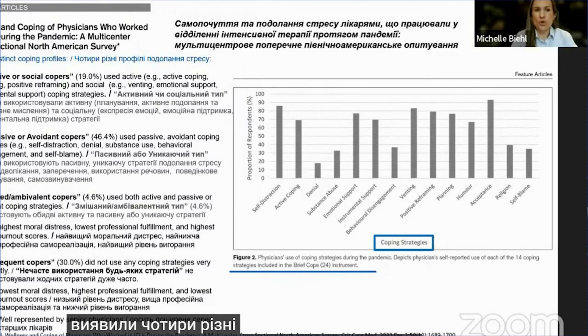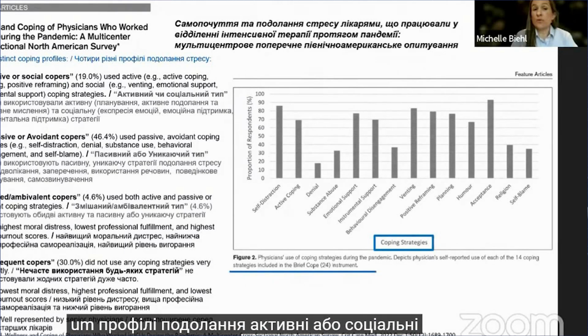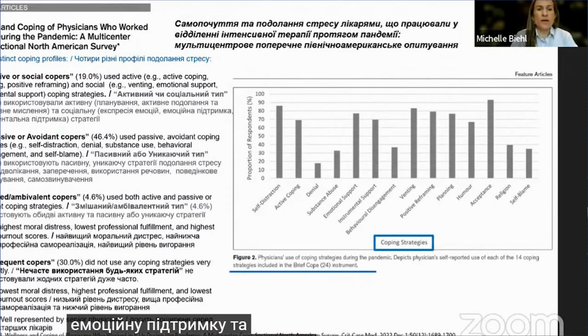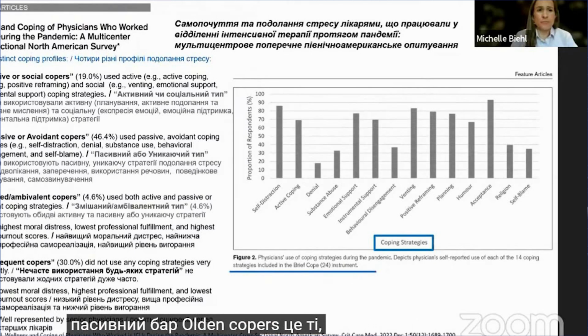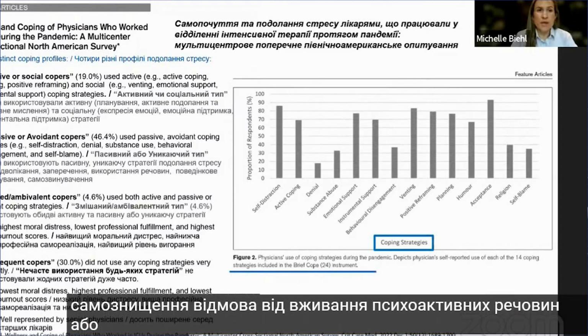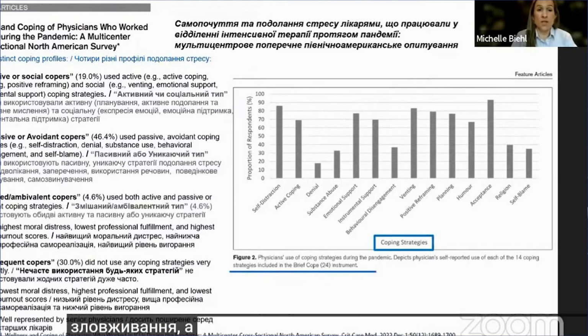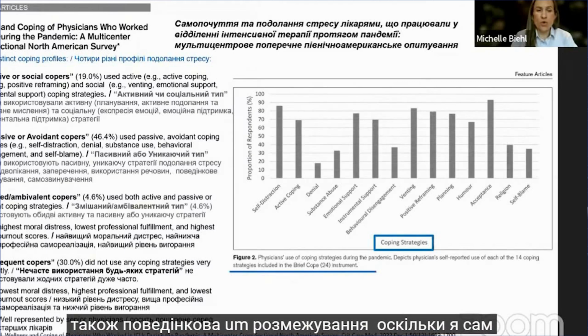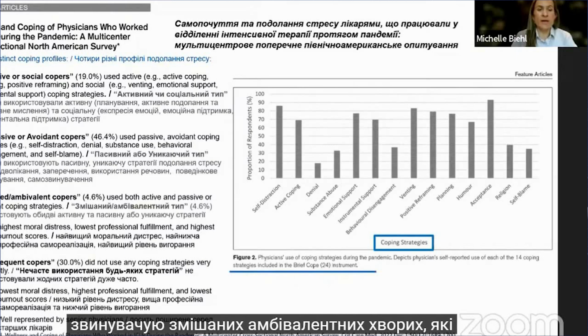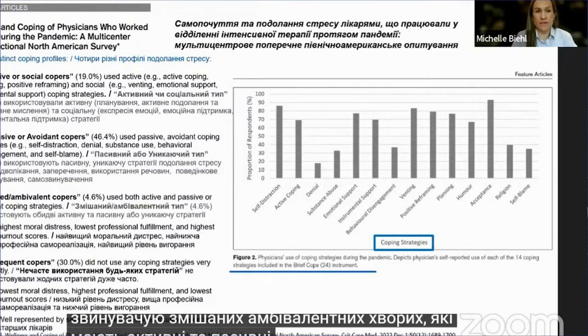The active or social copers, those were the ones who used venting, emotional support, instrumental support as their strategies. The passive or avoidant copers, those are the ones who used self-distraction, denial, substance use or abuse, and behavioral disengagement, as well as self-blame. The mixed ambivalent copers have active and passive coping mechanisms.